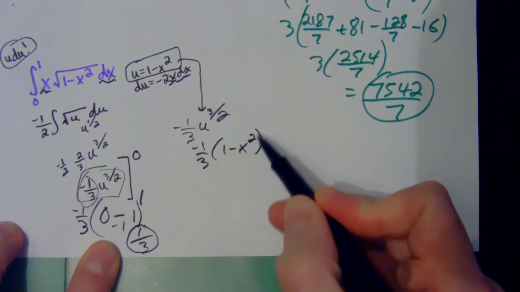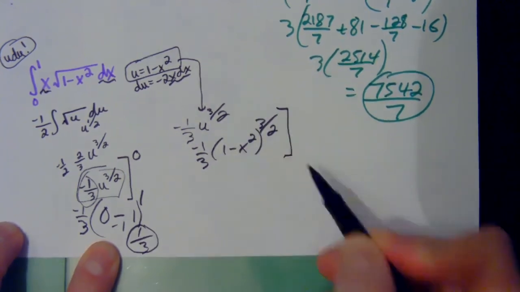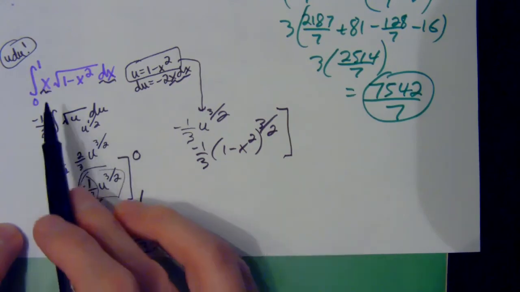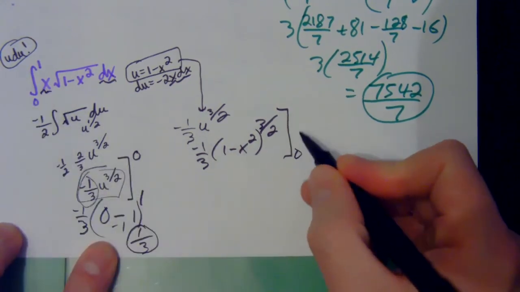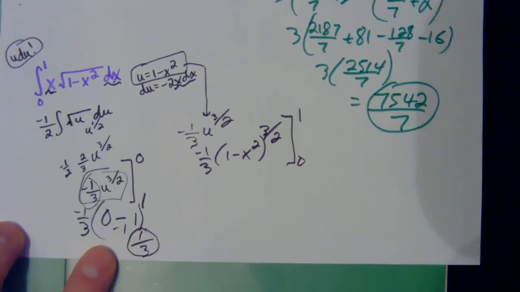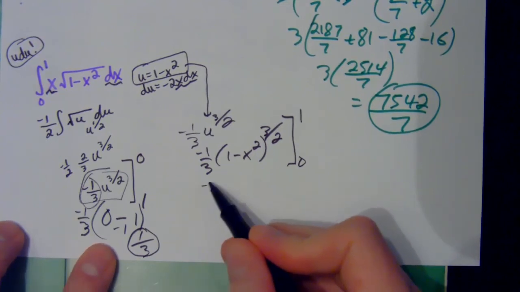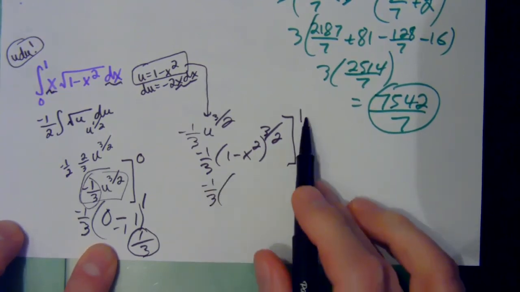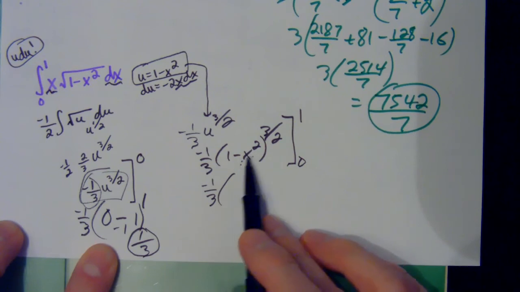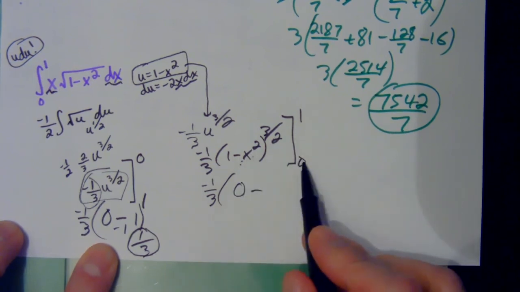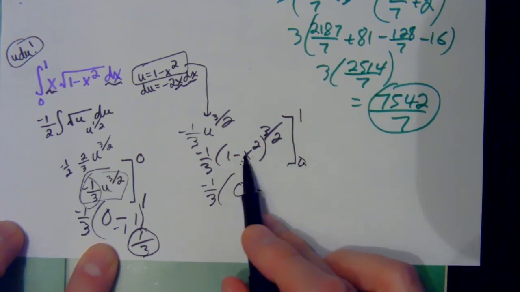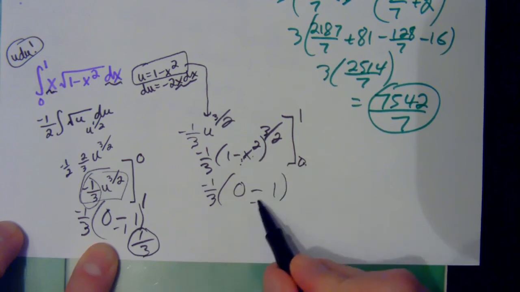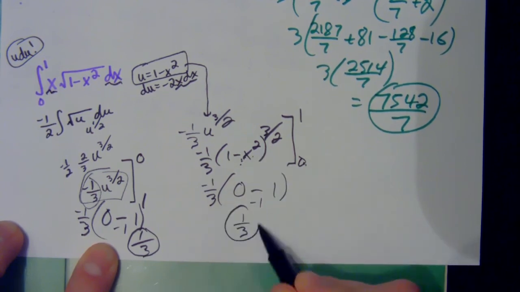All right, so it'll be like that. And then you'd stop and integrate. But now since you have x's in your problem, you're going to use the original numbers, the 0 and the 1. All right, and the negative 1/3 is still out there. And then you're going to plug in the 1. So 1 minus 1 is 0. 0 to the 3/2 is going to be 0. And then you go minus, take the 0 plugged in. 1 minus 0 is 1. 1 to the 3/2 is 1. And you're still going to get a 1/3 right there.